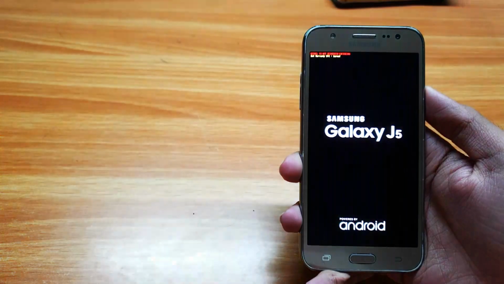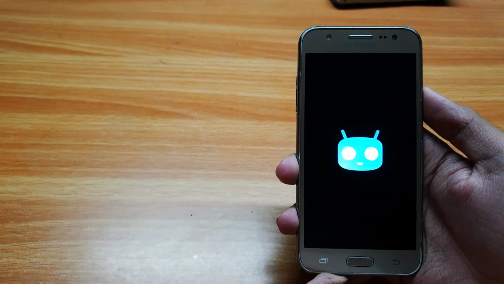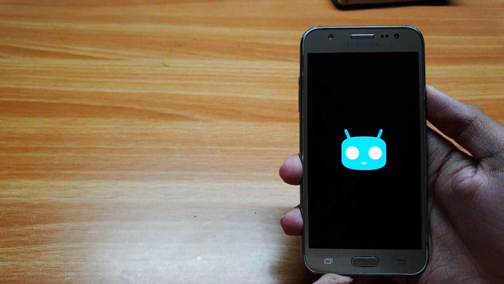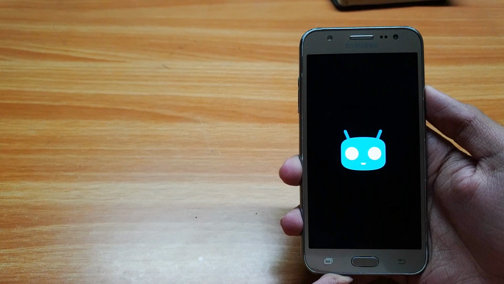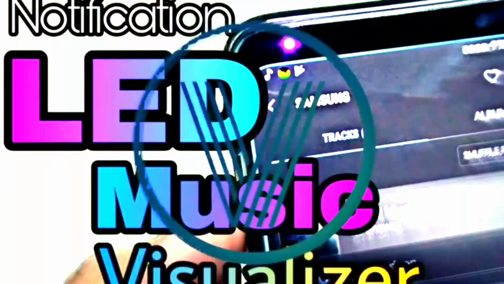With all the custom ROMs coming out in 2018, I thought maybe I should try and go back to the old times where it all began. And so here I am booting Cyanogen 13 in 2018.